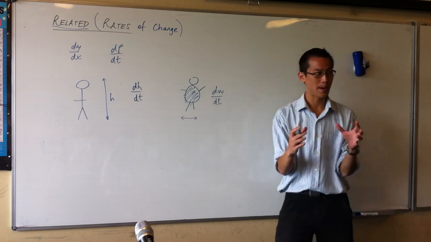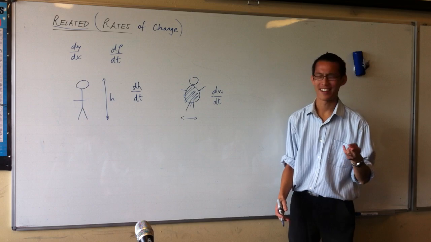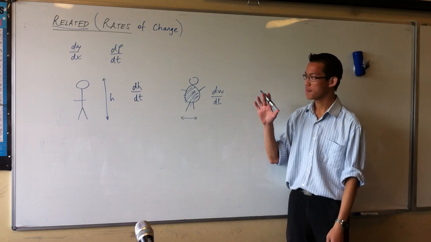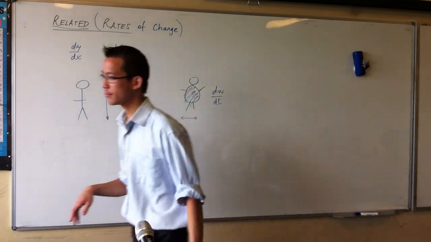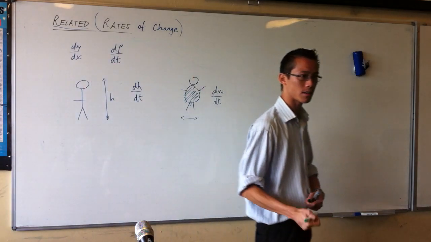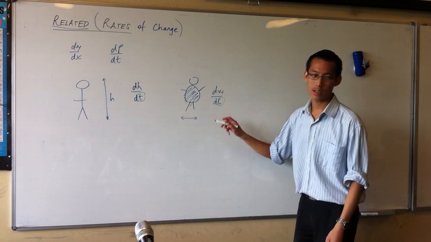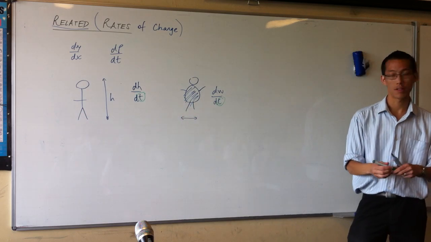Now it's not just by experience, as something gets taller, you hope it's getting heavier, or vice versa. But you can see mathematically, the relationship is, well, it's actually written there, isn't it? What's the thing that connects these two? It's time. Because there's a common variable between the two of them.